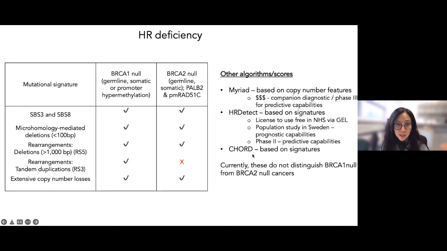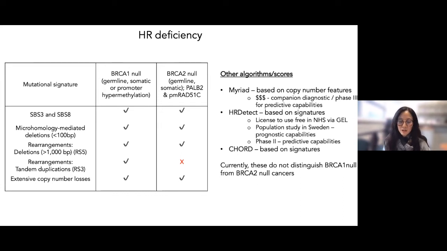CHORD has been produced by the chaps in Holland. It's very similar to HRDetect. There's just one thing different between them. Myriad is the copy number algorithm that I mentioned earlier. All of these are just additional pieces of algorithmic computational tools to help you make that interpretation.